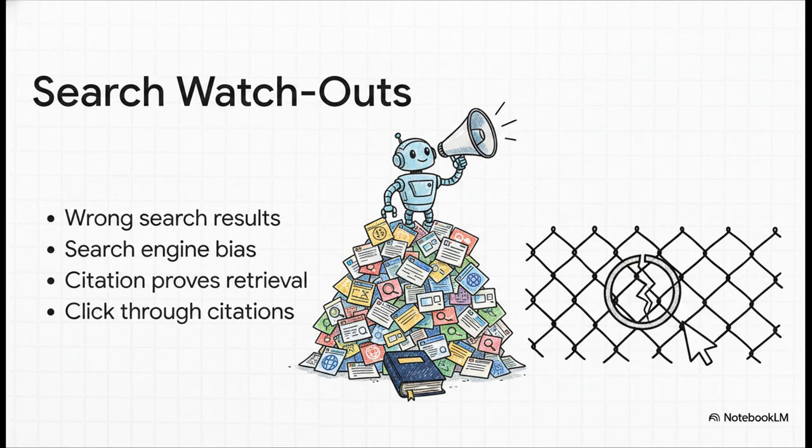So the absolute key takeaway here is that a citation only proves a page was retrieved. It does not prove that it is correct. A citation is merely a pointer for your own human verification. Always click through on the claims that actually matter to you.